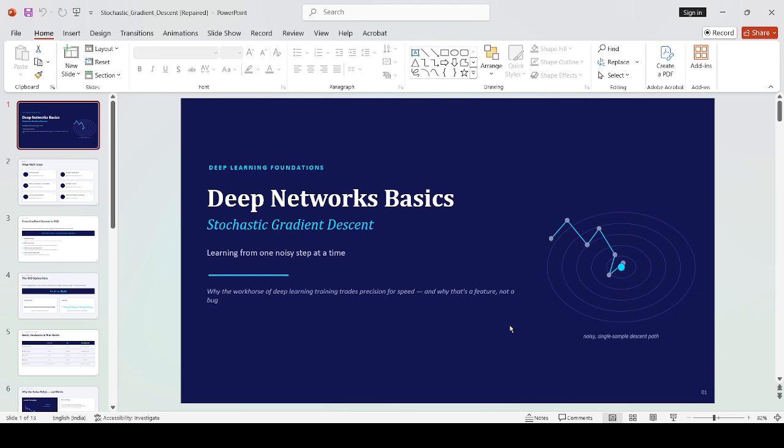In the previous lecture, we studied gradient descent and ML basics, where the model uses the entire training dataset to calculate the gradient before updating its parameters. However, when datasets become very large, this approach becomes slow and computationally expensive. To solve this problem, stochastic gradient descent was introduced. SGD updates the model using only one training example at a time, making the learning process much faster.